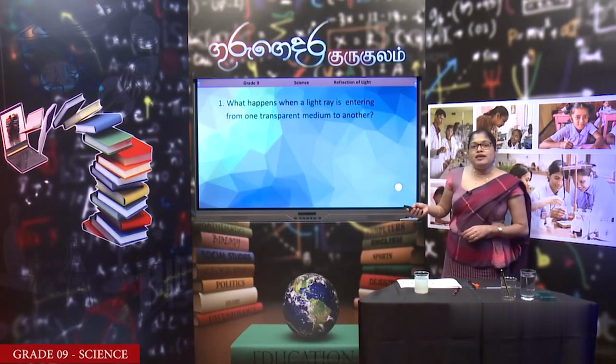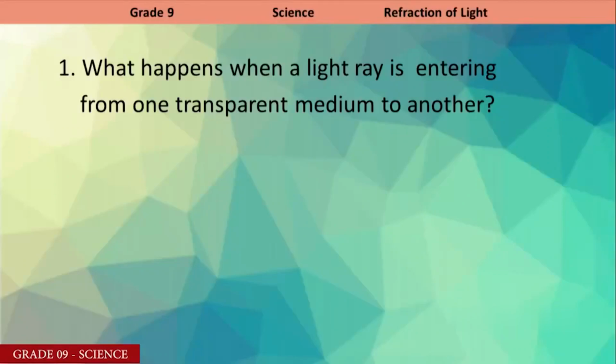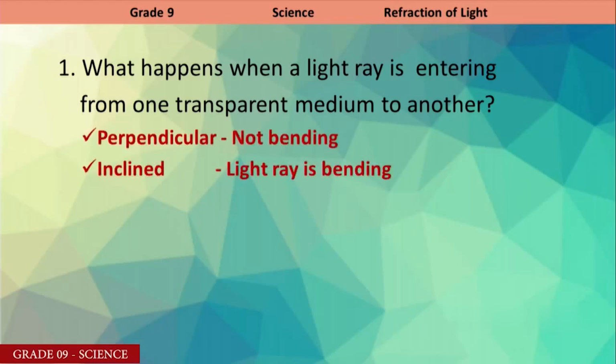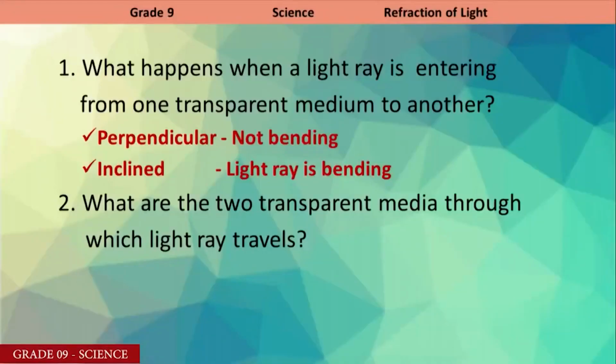So, based on that activity we have just done, we will answer the questions. What happens when a light ray is entering from one transparent medium to another? If it is falling perpendicular to the surface, it is not bending, and if it is falling at an angle or inclined, light ray is bending. What are the two transparent media through which light ray travels? Here in the previous activity, two transparent media we used is air and water.